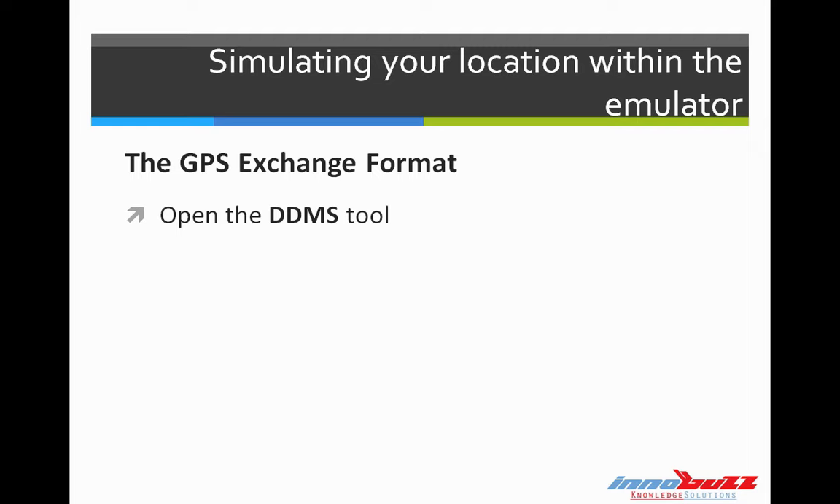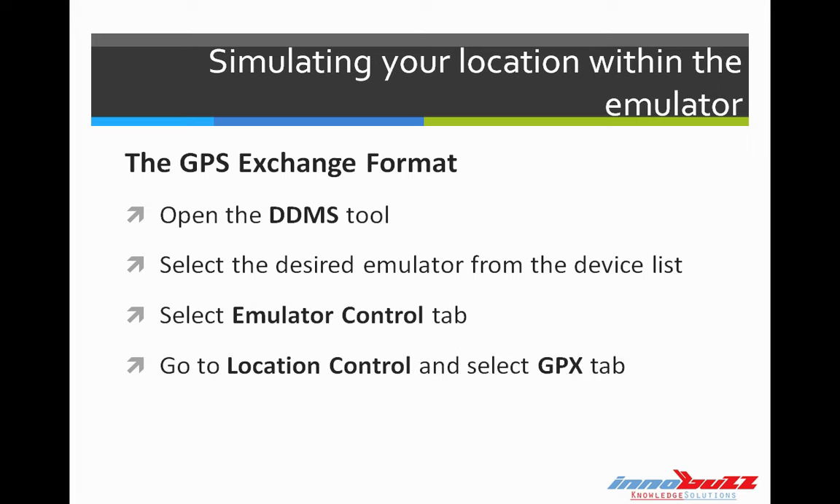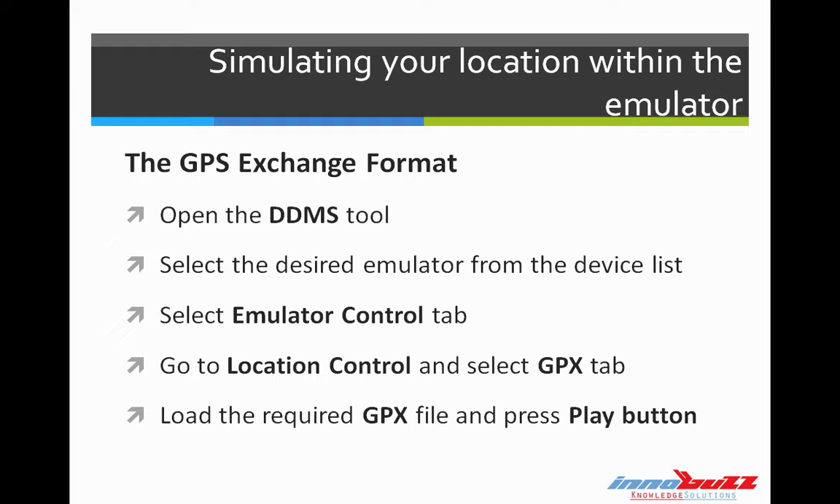Open the DDMS tool. Select the desired emulator from the device list. Select Emulator Control tab. Go to Location Control and select GPX tab. Load the required GPX file from the file system and press play button.